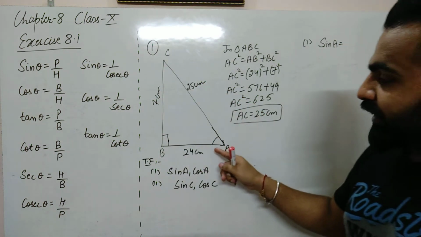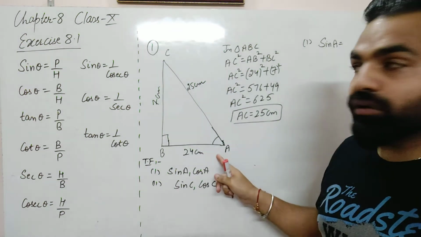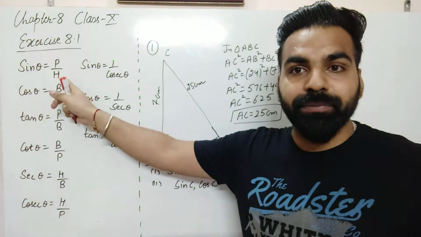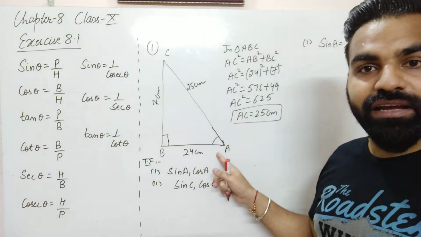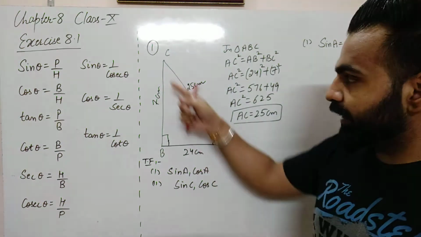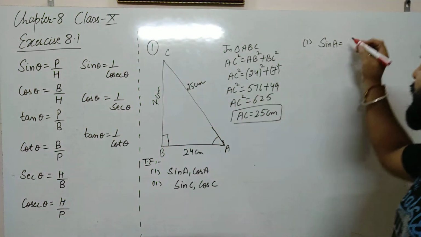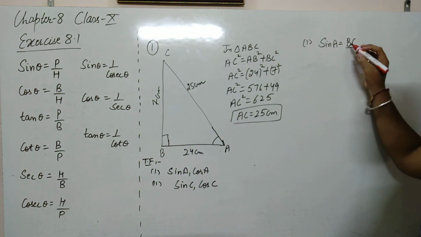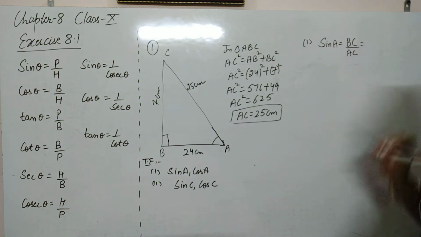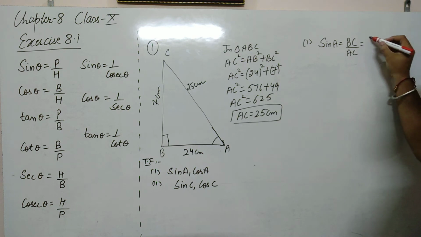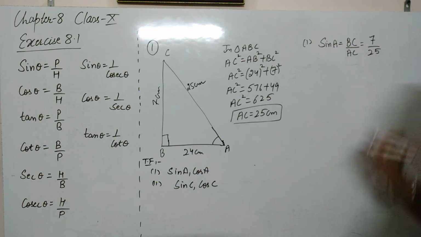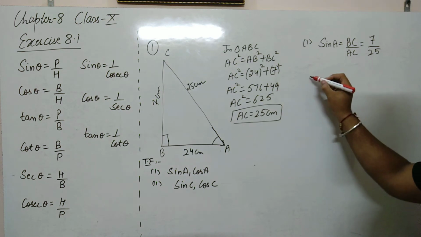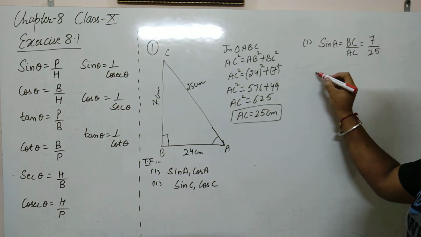So now we have to find sin of A. Sin of theta is P by H. So corresponding to angle A, what is the perpendicular? The perpendicular is BC. So this will be BC upon the hypotenuse, that is AC. So this will be equal to 7 by 25. Clear? Next we have to find cos A.